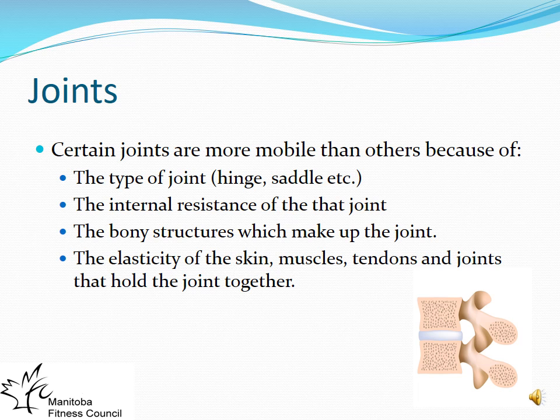First of all, though, certain joints are more mobile than others because of the type of joint that they are. So the shape of the joint, and you'll get to see in a moment an example of a hinge joint and a saddle joint. How that joint is actually shaped can determine how mobile it is. The example I always think of is the elbow joint. You notice that you cannot straighten your elbow beyond a certain point. Well, the bones in the joint will actually limit that. The other thing would be internal resistance of the joint. Sometimes the joint capsule itself limits movement. You could be limited by the bony structures which make up the joint. So that's a perfect example, that elbow joint again, that you cannot straighten it beyond a certain amount. As well, joint movement is going to be limited by the elasticity of your skin, your muscles, your tendons, your ligaments, and structures that will hold the joint together.